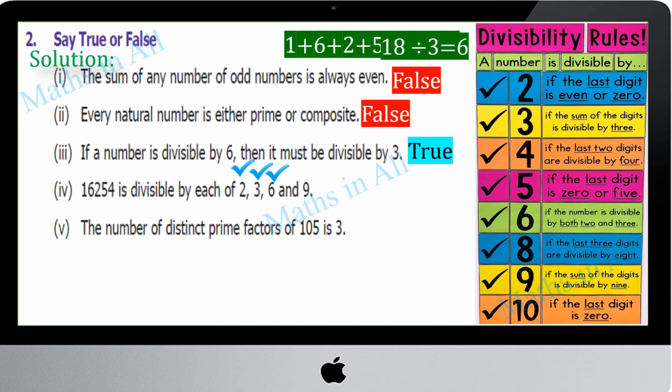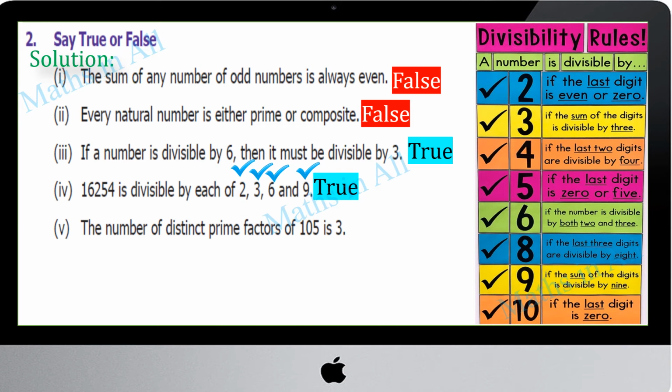If the sum of the digits is divisible by 9, here once again we have to add all the numbers that we get, 18, isn't it? So 18 divided by 9 is equal to 2. So that is also divisible by 9, right? So all the statements we got. So the answer is true. Clear?